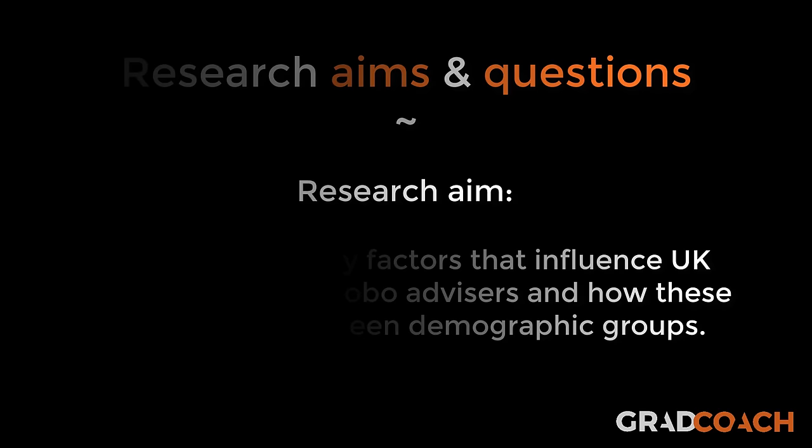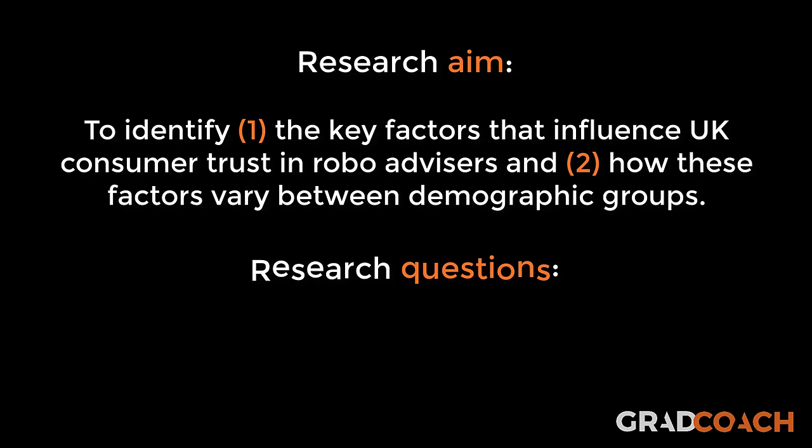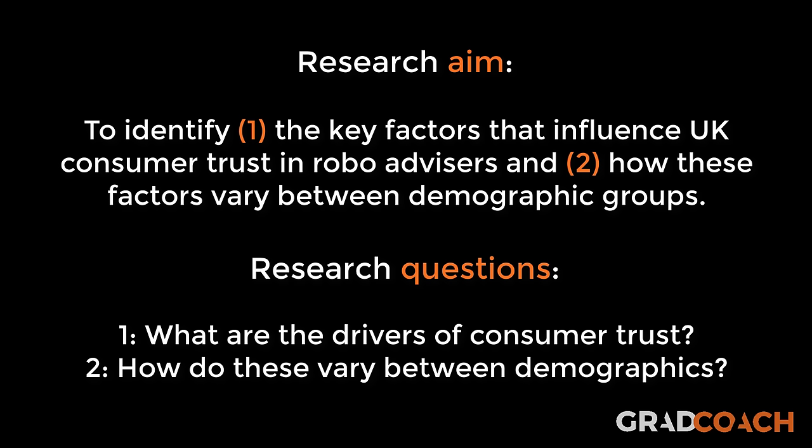And your research questions would then echo that. So you might have two research questions. Number one, what are the main antecedents, or what are the main drivers of consumer trust in robo-advisors in the UK? And your second question might be, how does this vary between demographic groups? So what you can see there is a very tight link between the research aims and the research questions. Essentially, they're presenting the same thing in a different format.